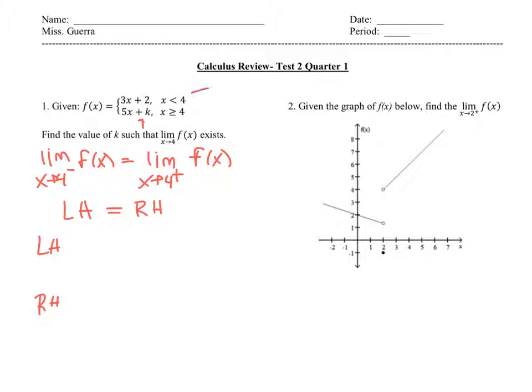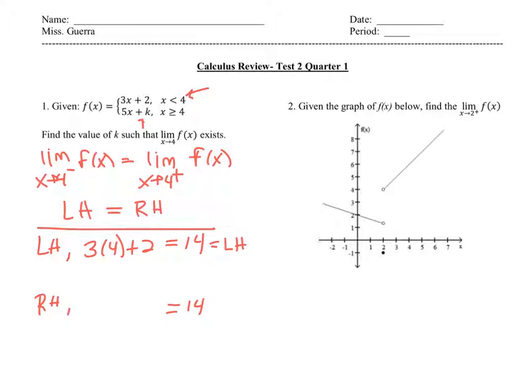Well, the left-hand limit is contained in the first polynomial. What I'm going to do is just plug in 3 times 4 plus 2 and get my value of 14. This means that my left hand is touching 14, y equals 14. That means my right hand also has to touch 14 in order for the limit to exist, because the limit exists if the left and the right touch.